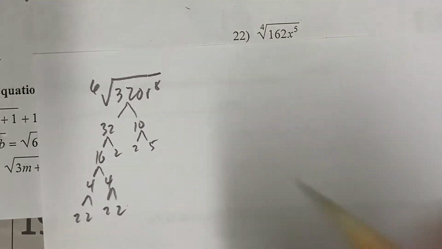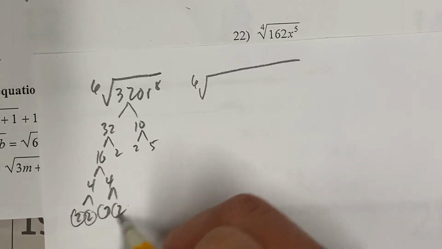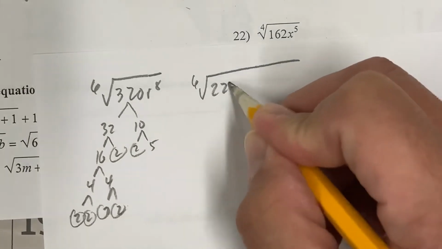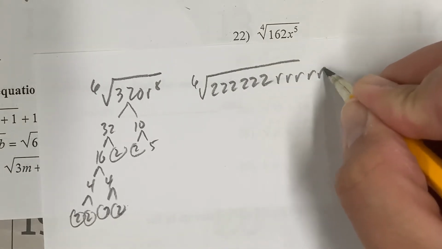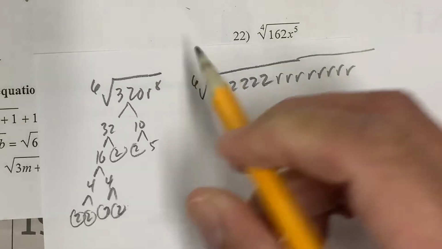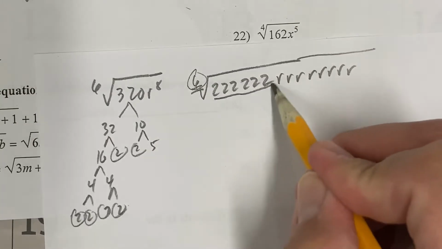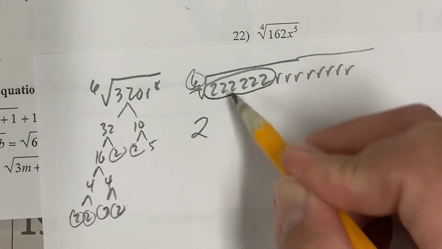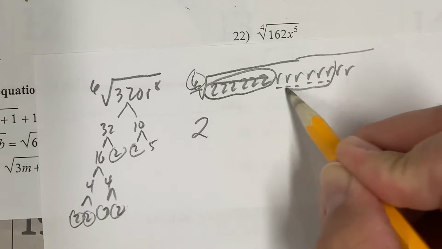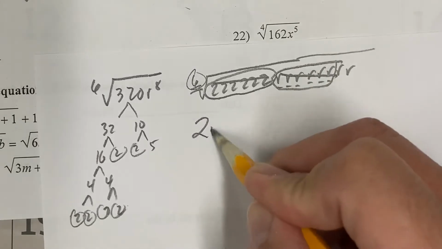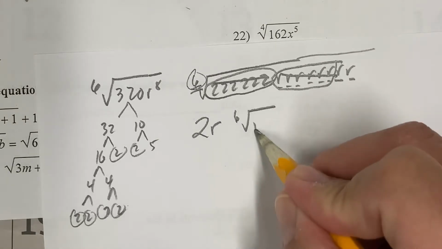If you notice, I will have here 6th root of how many 2's? 1, 2, 3, 4, 5, 6. 1, 2, 3, 4, 5, 6, 7, 8. How many should be in a group? 6, because the index is 6. One group of 2, so it's going to go outside, this will be gone. 1, 2, 3, 4, 5, 6. That will be gone. 6th root of how many is left inside? There are 2 r's, so r squared.